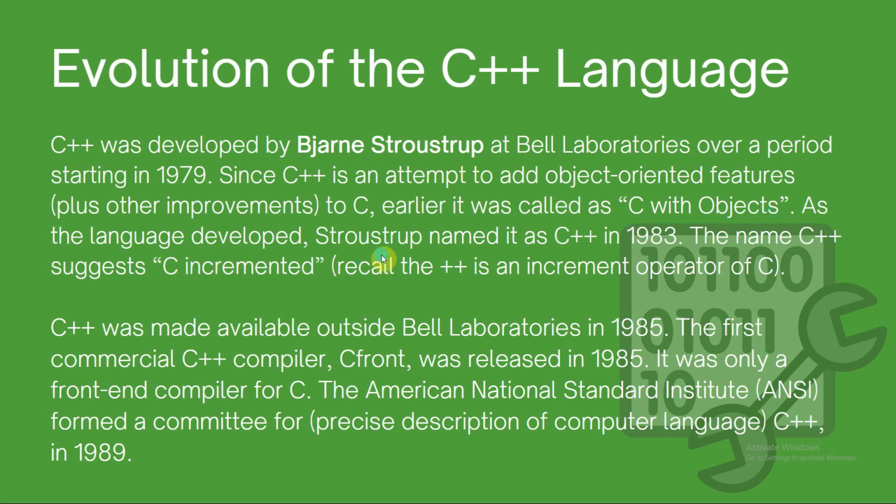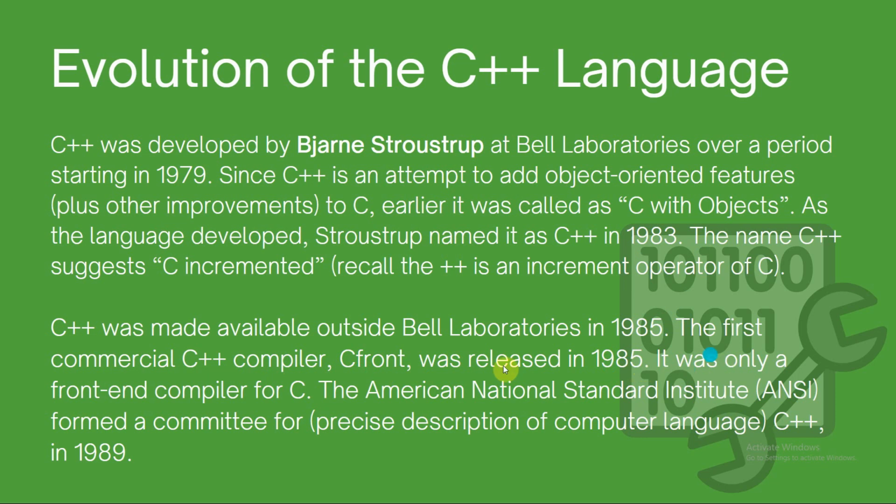As the language developed, Stroustrup named it C++ in 1983, and the name C++ suggests C incremented, or recall that plus plus is one of the increment operators of C. It was also called C incremented. C++ was made available outside Bell Laboratories in 1985, and the first commercially released compiler was CFront.